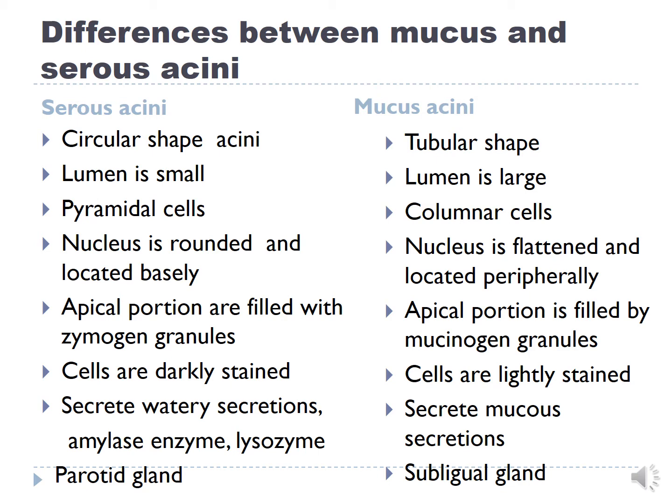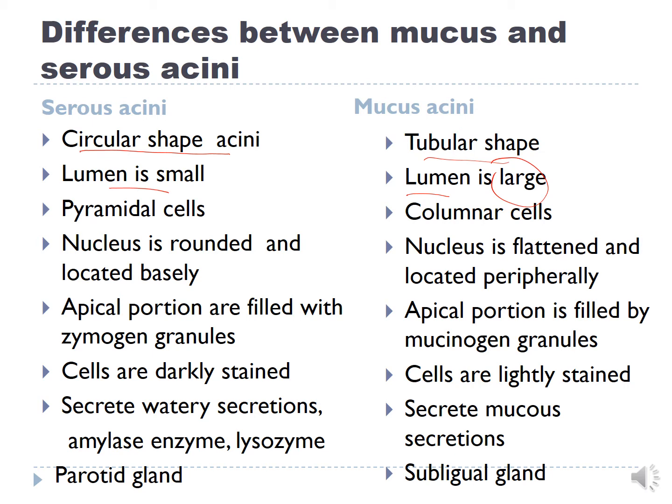What are the differences now? The secretory part, the differences between the serous acini and the mucus acini. The serous acini are circular in shape, while the mucus acini are usually tubular in shape. And the lumen of the serous acini is small as compared to the mucus acini, whose lumen is large. The serous acini are lined by pyramidal cells, while the mucus acini are lined with columnar shaped cells.